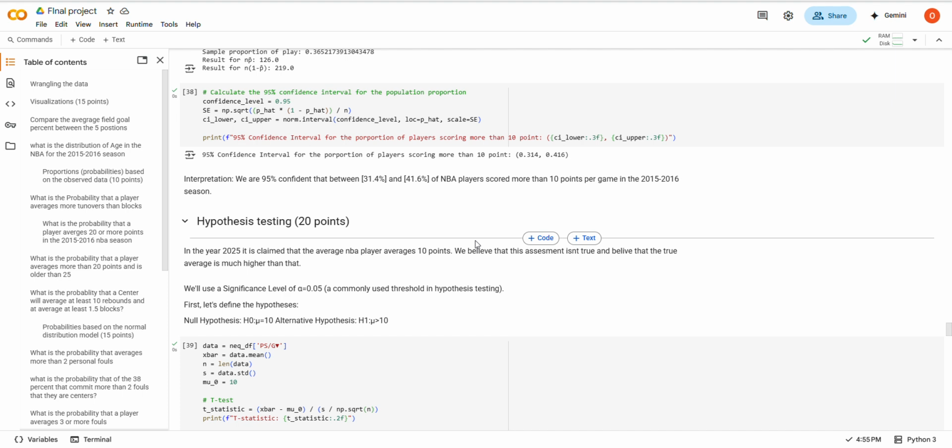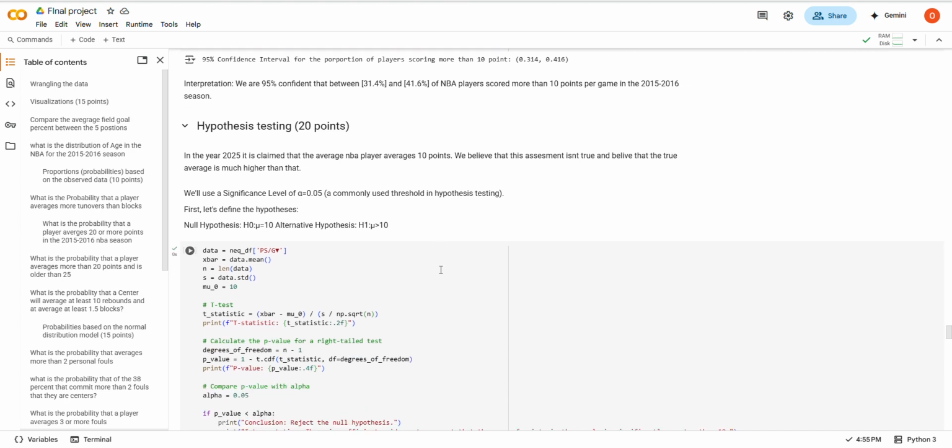We wrote, in the year 2025, it is claimed that the average NBA player averages 10 points per game. We believe that this assessment isn't true and believe that the true average is much higher than that. So we used the significance level of 0.05, and then we defined our null hypothesis as the mean equaling 10, and our alternative being that the mean is greater than 10.